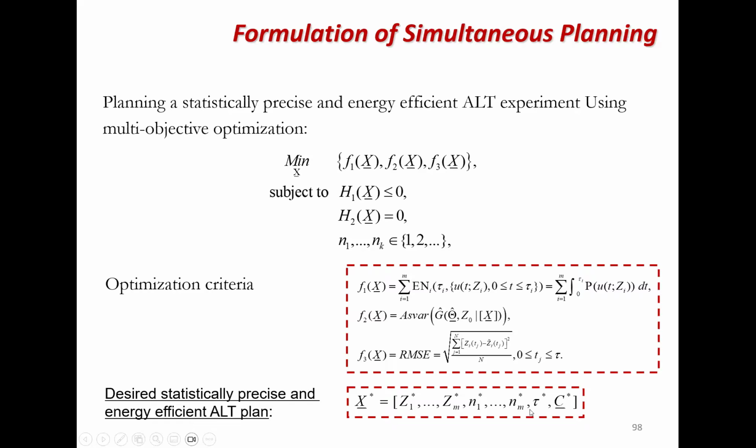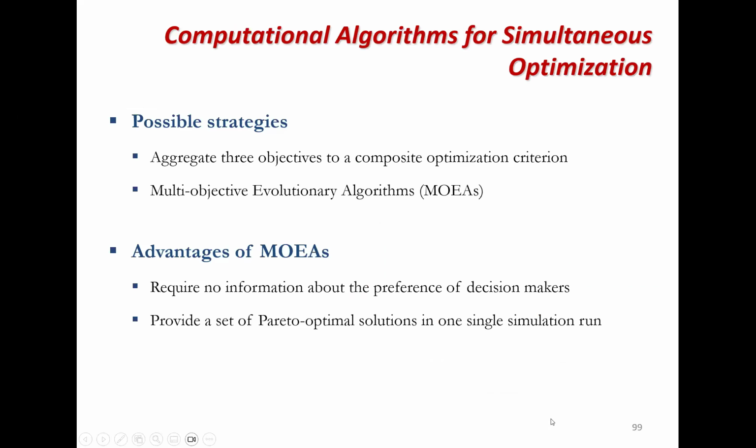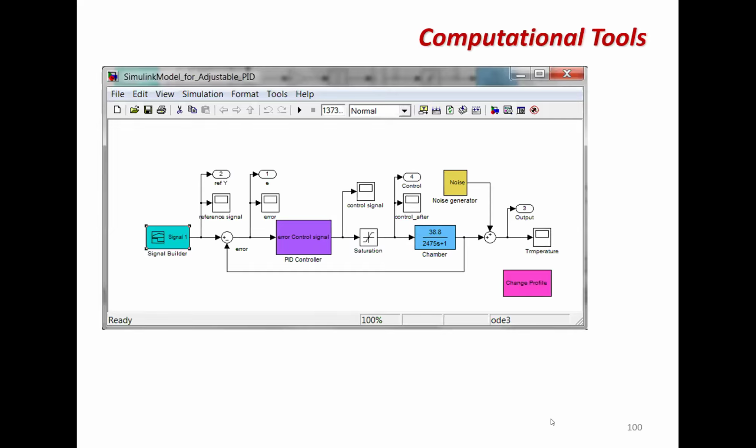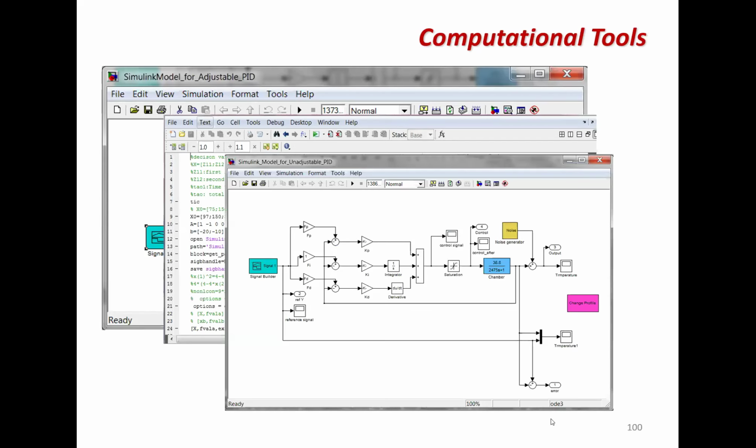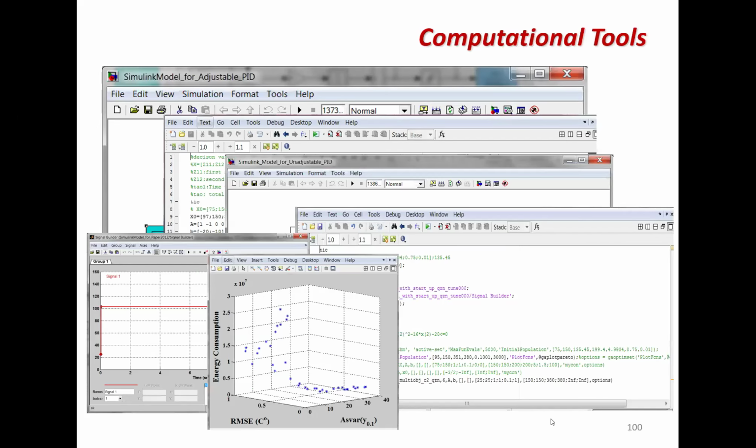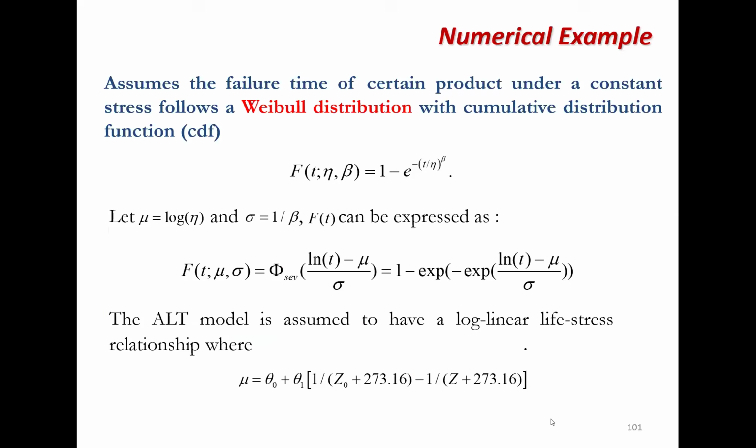These are the decision variables we come up with. We need to determine the stress levels, how we apply the stress, how we allocate test units, when we should stop the test, and also the design of the controller. We also consider different strategies, and since we need to solve a multi-objective optimization problem, we use multi-objective evolutionary algorithms. To solve this problem, let me go through this very quickly. We have the coding, the tool we developed, and we can solve the multi-objective optimization problem.